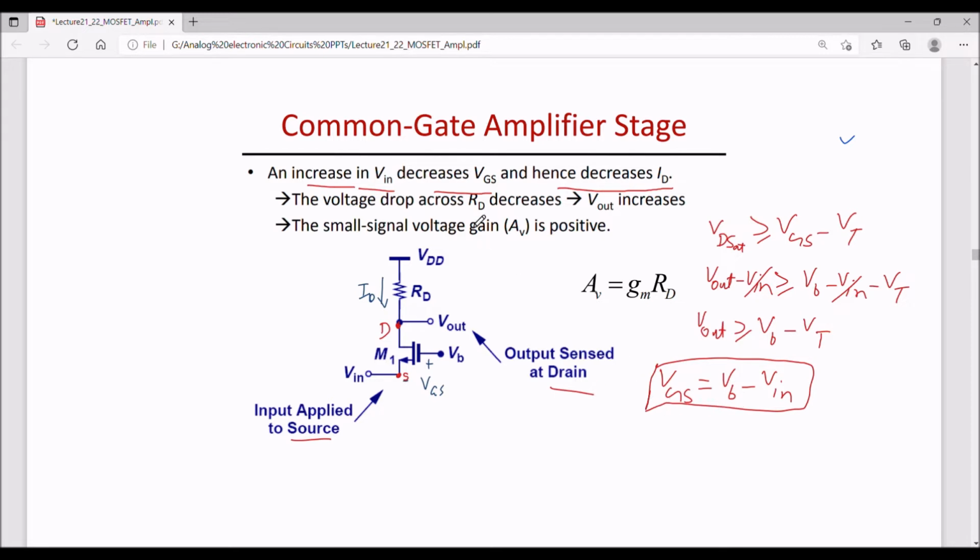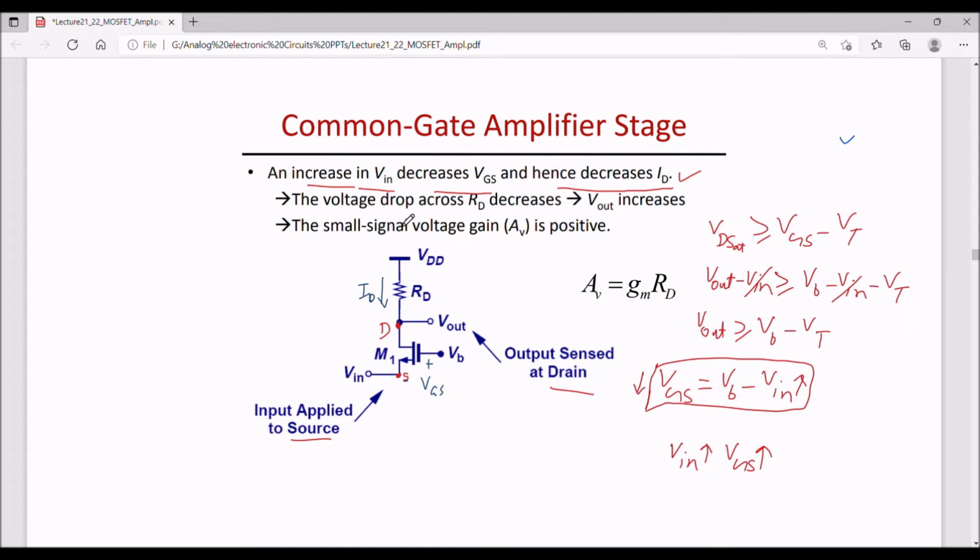Now this point says that an increase in Vin decreases VGS. Right. So in this equation, if Vin increases, obviously VGS will decrease then. So I'll write here, if Vin increases, this implies that VGS decreases, which can be seen from this equation itself.